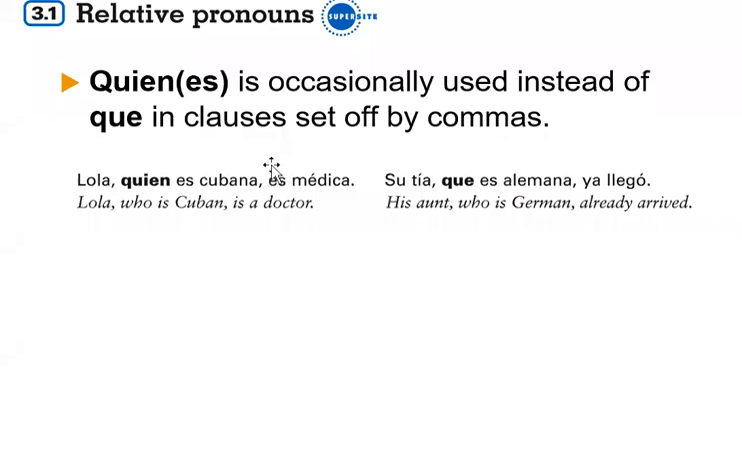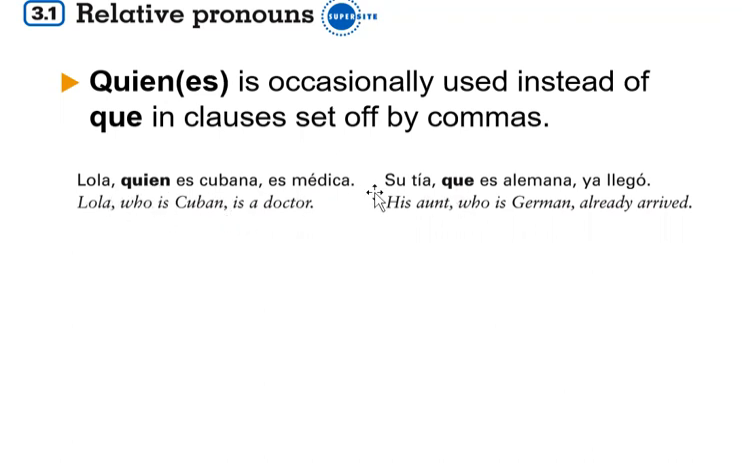So I already mentioned how we sometimes will have, I showed an example where we had commas to separate our clauses. You can do that. And I also mentioned how we can use que to also refer to people, but not the other way around. You can't use quien to refer to things that aren't people, but you can use que to refer to people as well. So here are a couple examples. Lola, quien es cubana, es médica. We're just saying that Lola is a doctor, but we give a little bit more information about Lola. It may not be necessary, but we included it here. That quien es cubana just describes Lola a little bit more, but this clause is set off by commas.